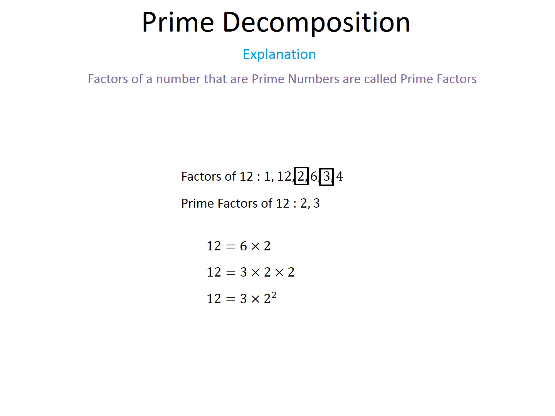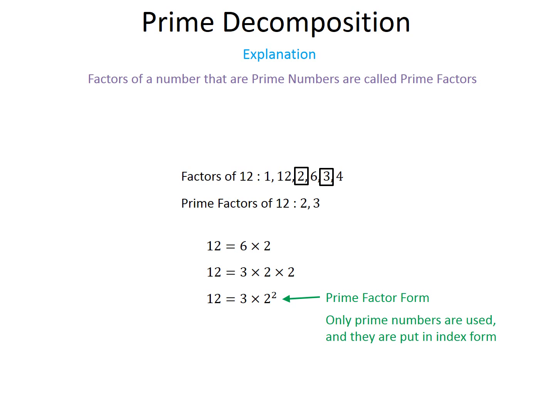And notice here I've just done one step further where I've put in index form. So those 2 2's there, I've made it 2 to the power of 2. This, what we got here, we refer to as prime factor form, and it's where only prime numbers are used and they're put into index form. And so that is another key point that we're going to be using, and we'll see a bit more of that in the examples.